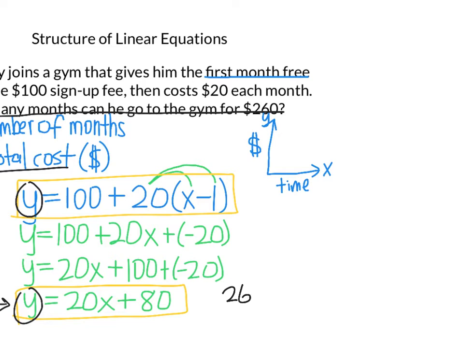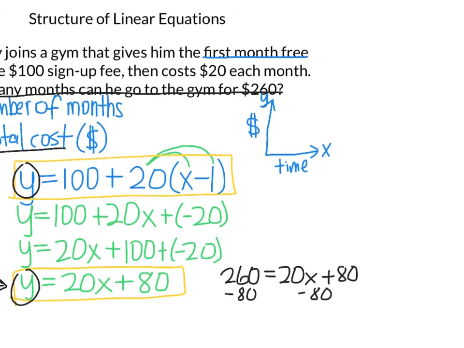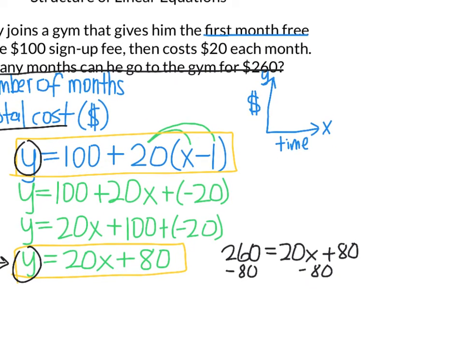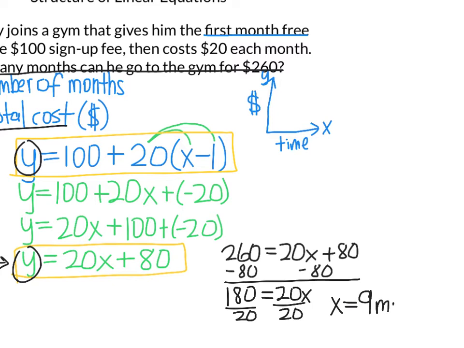So 260 replaces the y in y equals 20x plus 80. We solve this by subtracting 80 from both sides. And I'm going to have to write it to the side because I'm running out of room. Let's see, maybe if I move it up a little bit. So that is 180 equals 20x, and then I divide both sides by 20. So x equals 9 months.